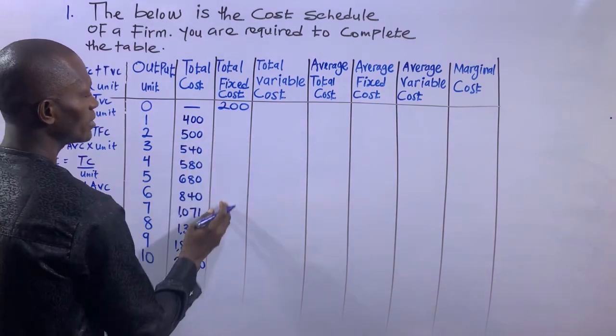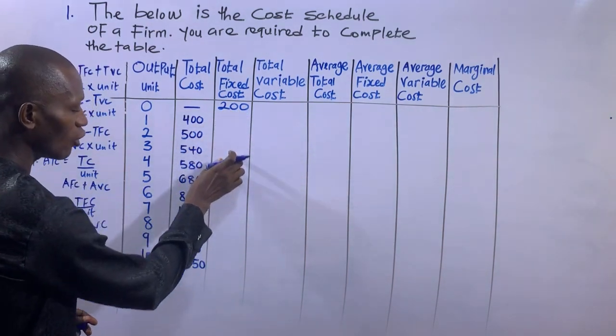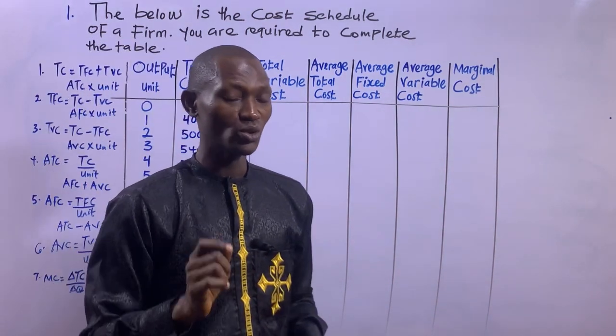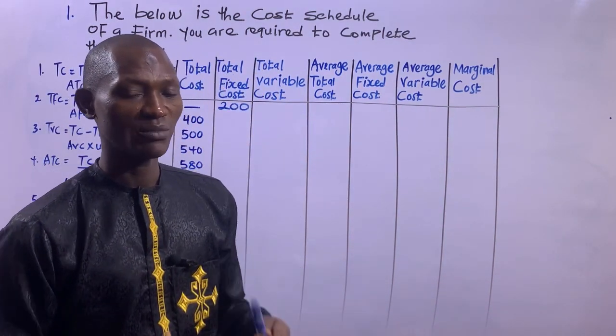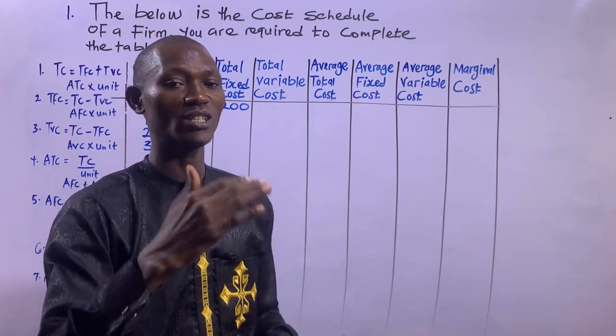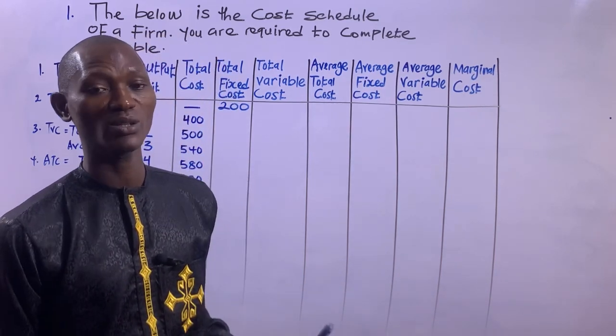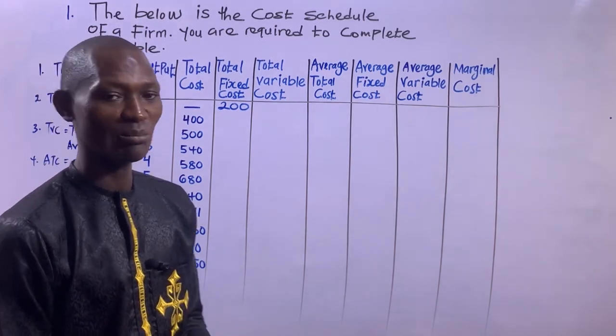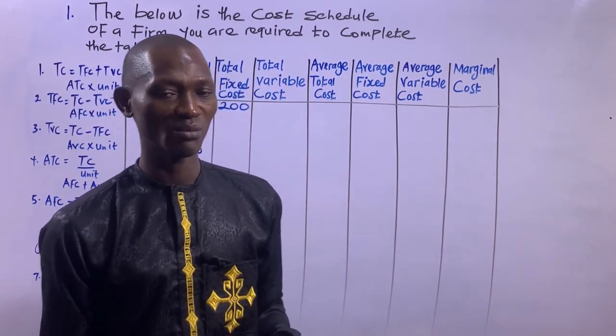So all we do here is repeat this 200 for all the levels of output. Like we said, total fixed costs remain the same irrespective of the change in the level of output. Whether output increases or decreases, total fixed costs remain constant. And a good example is rent.